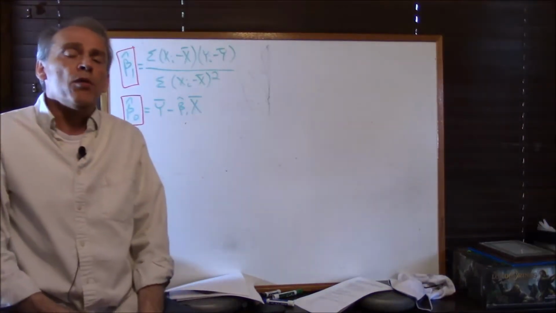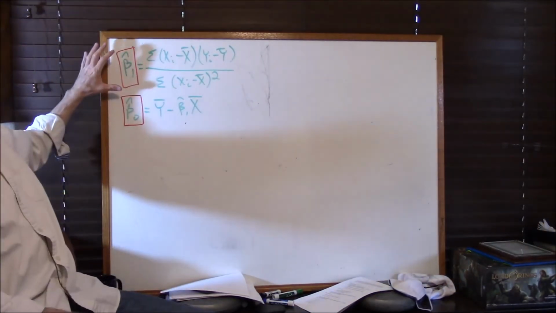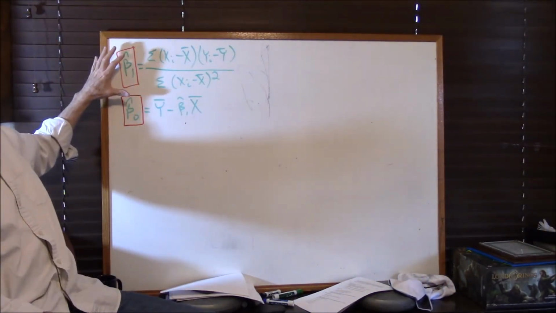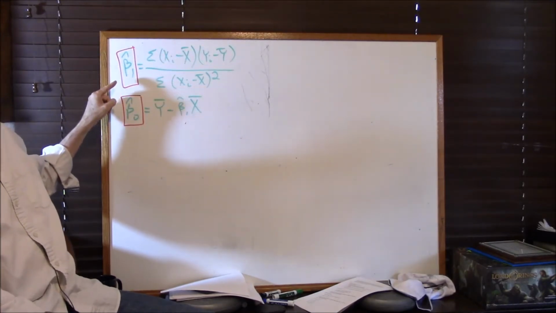All right, part 2 of chapter 2. When I left you last, I had just shown you these two equations over here that are telling you how the computer calculates beta sub 1.